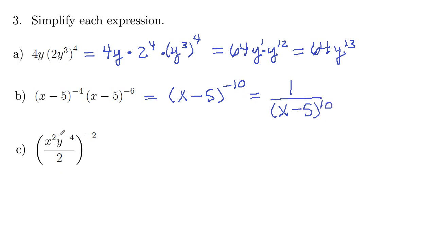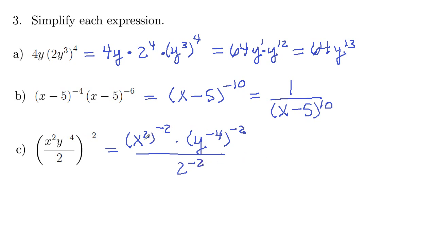And now we've got here a quotient to a power, and that's a negative exponent there. We can take the exponent on each piece in the product and quotient. So this will be x squared to the negative 2, times y to the negative 4 to the negative 2, and then divide by 2 to the negative 2. Up here we've got power to a power, so you'll multiply those exponents.